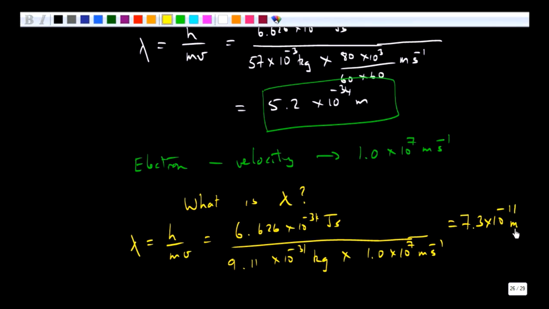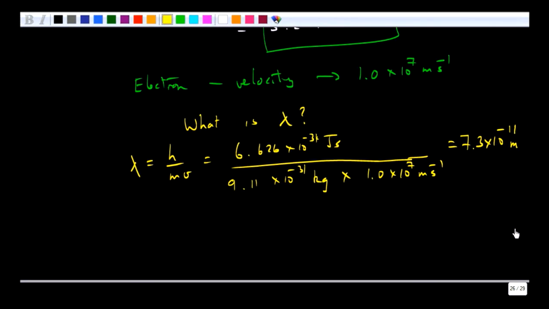That's in meters. So I'm going to express that as 7.3 by 10 to the minus 11 meters, which is equal to 0.73 by 10 to the minus 10 meters, and 10 to the minus 10 meters we know is better expressed as 0.73 angstroms. So what you can see here is that the wavelength of the electron is in the region of the kind of distance that an electron is moving in an atom.